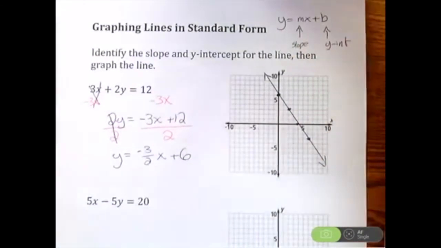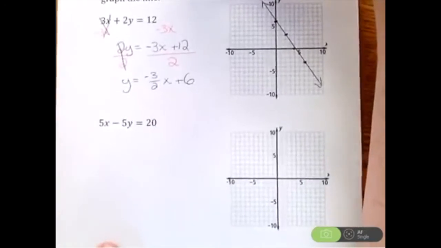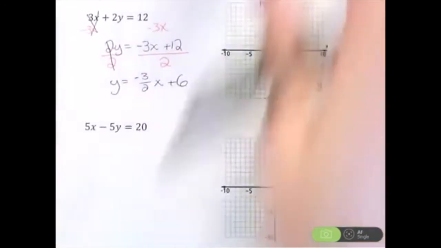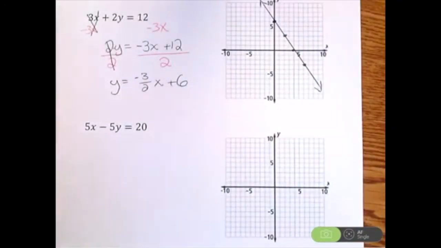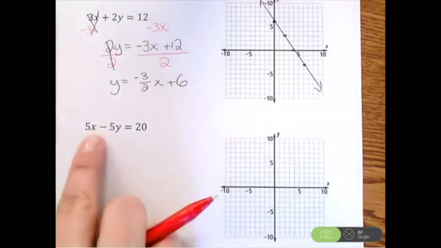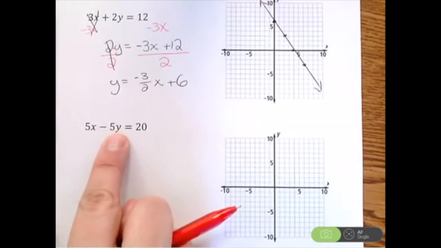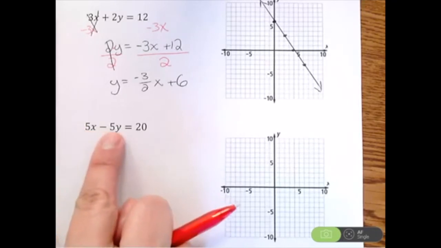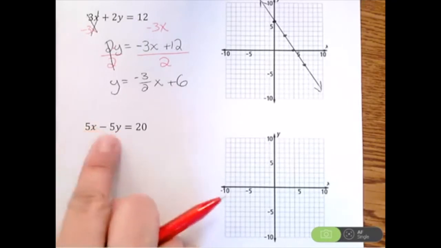I'll show you one more example of taking something in standard form and graphing it. So again, we want to try and get y by itself, get it to slope-intercept form. Y is on the left side, I've got this 5x with it, and I've got this negative 5 with it as well. So both of these have got to go.